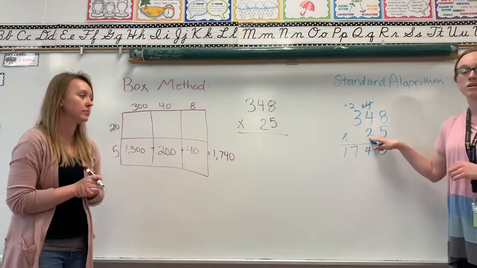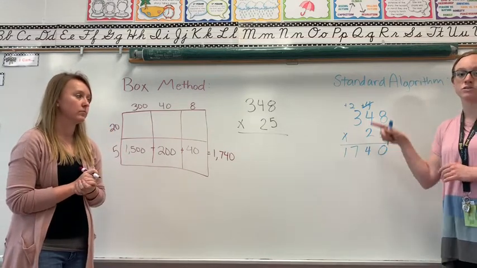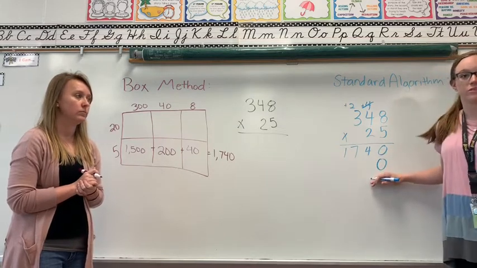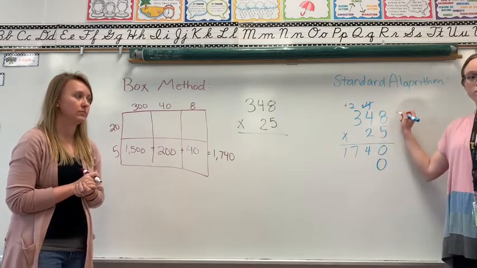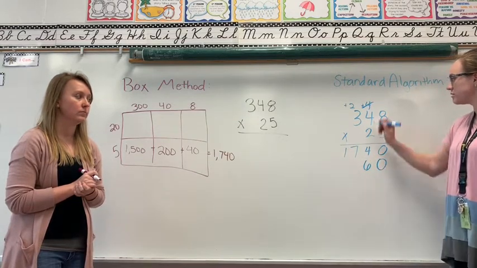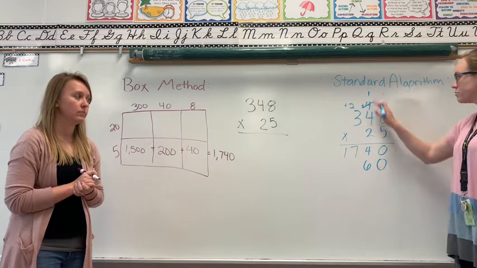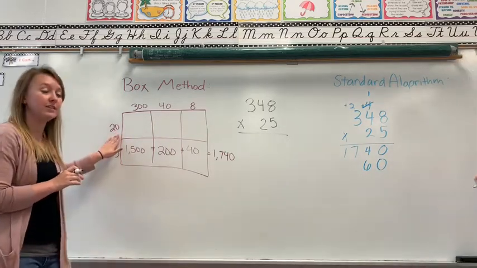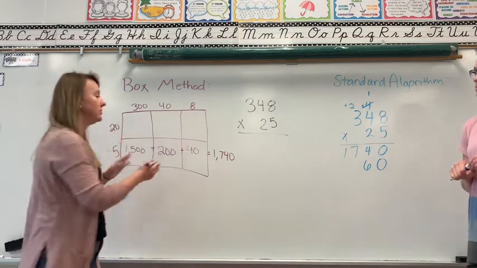And we know that a number with a digit of 2 in the tens place is really 20. So we're going to put a 0 here to hold our place value because we won't have anything in the ones place. So we're really doing 20 times 8, which is 160. So we'll put our 6 right here and carry our 1. And that would be 160. That's why that 0 right there to hold the place. Okay, and I have my 20 here times 8, which is 160.